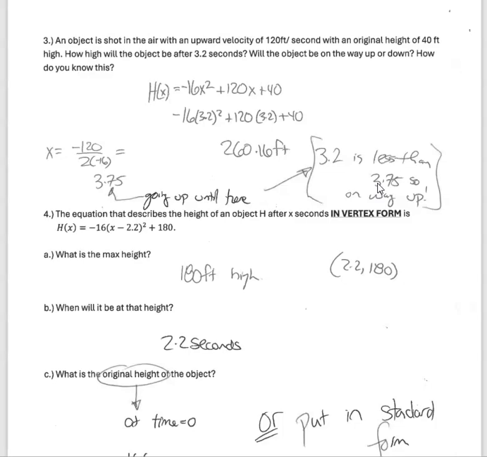Now, to find out if it's on its way up or down, you have to find out when is it at its highest point. So it's at 3.75 seconds is the axis of symmetry. So it's going up until it gets there, and then it comes back down. Since 3.2 is less than that, it's going to still be on its way up.